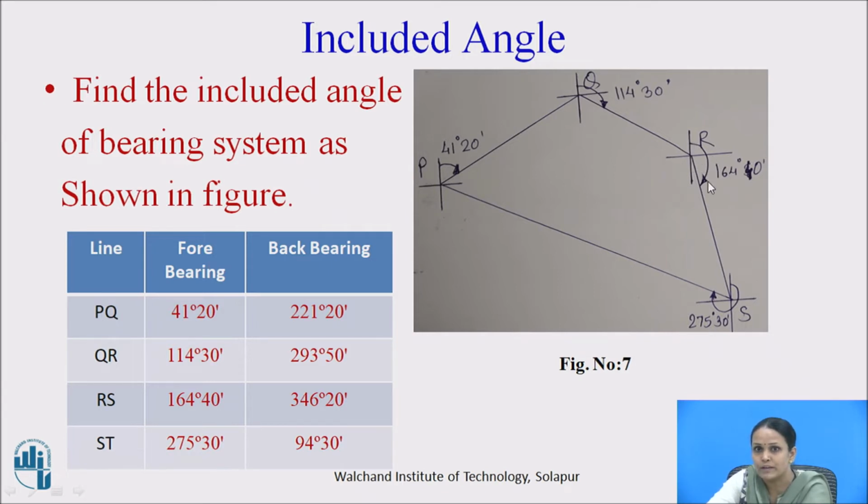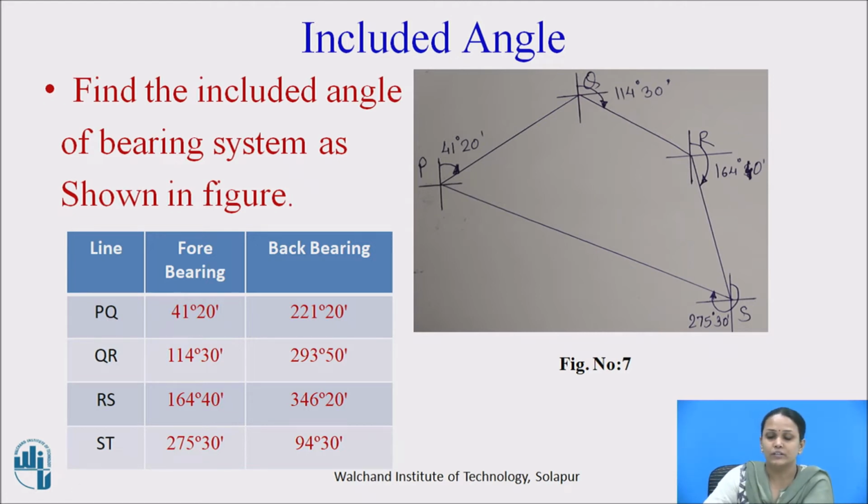So the fore bearing of RS is 164 degrees 40 minutes, and the fore bearing of line SP is 275 degrees 30 minutes. Whenever you are plotting the bearings, it should be a closed bearing system. So here we can observe a closed bearing system.